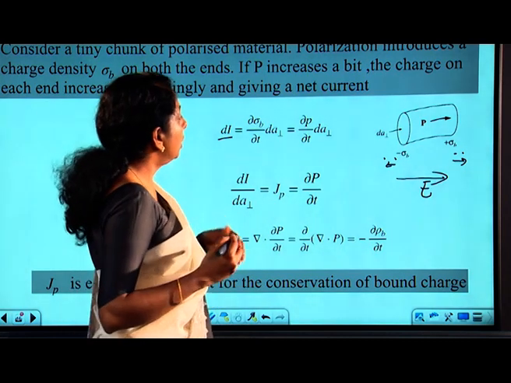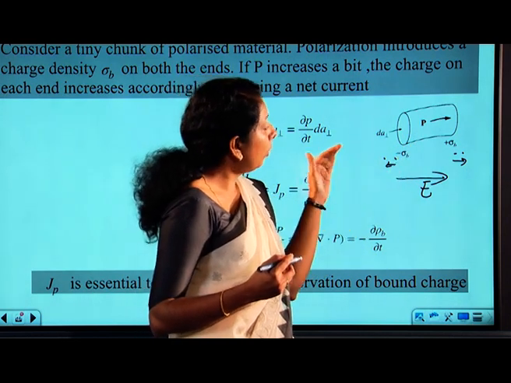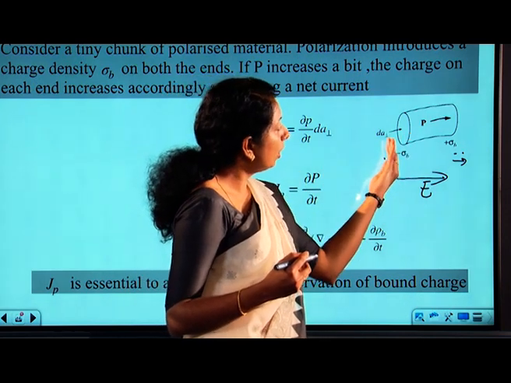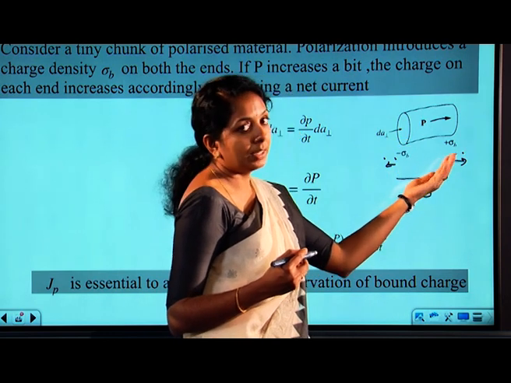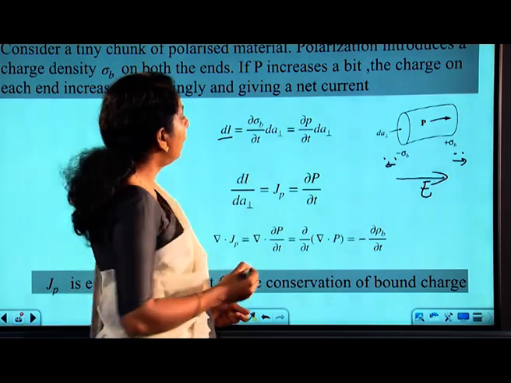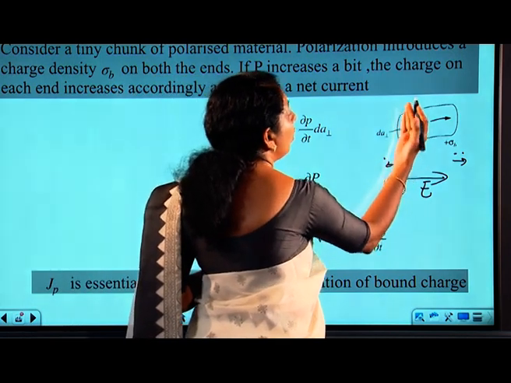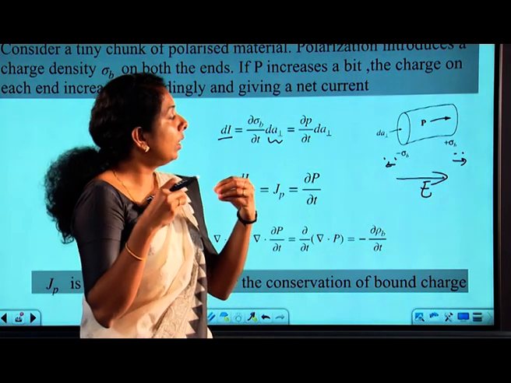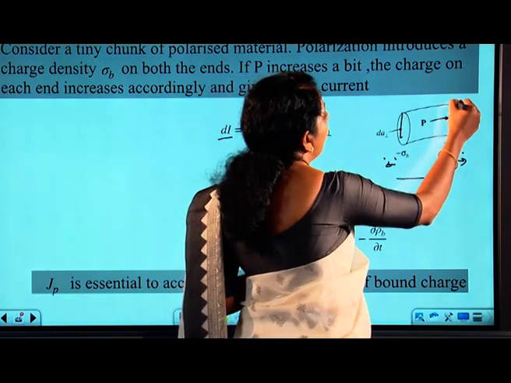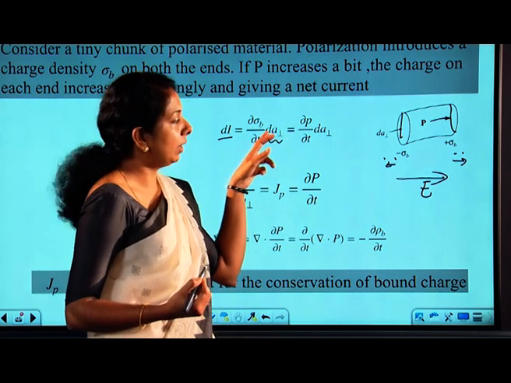So, what is dI? It should be equal to the change in sigma b with respect to time, because when we keep on changing the electric field it varies with respect to time. Sigma b moves a bit to the right, which means sigma b changes with respect to time. So, dI is equal to del sigma b by del t times dA perpendicular, because the charges are moving only on the surface ends; in between, all the dipoles cancel away and the remaining charges are concentrated on both the ends.